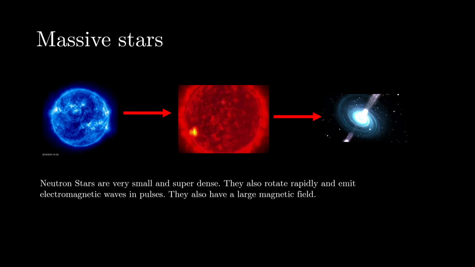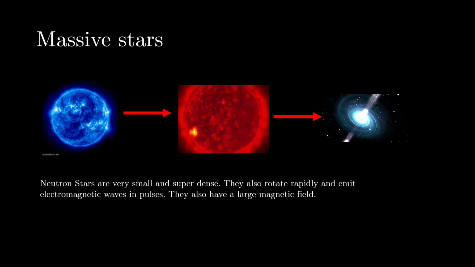One last thing to know about is that during the red supergiant stage, just before the supernova occurs, if the mass of the core is greater than 3 solar masses, then the neutron star would collapse under itself because the force of gravity is so strong, and that collapse would create a black hole.